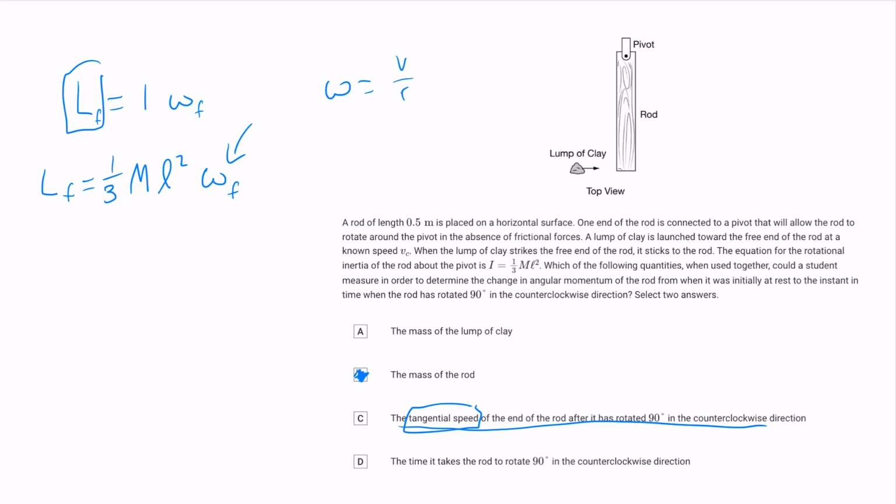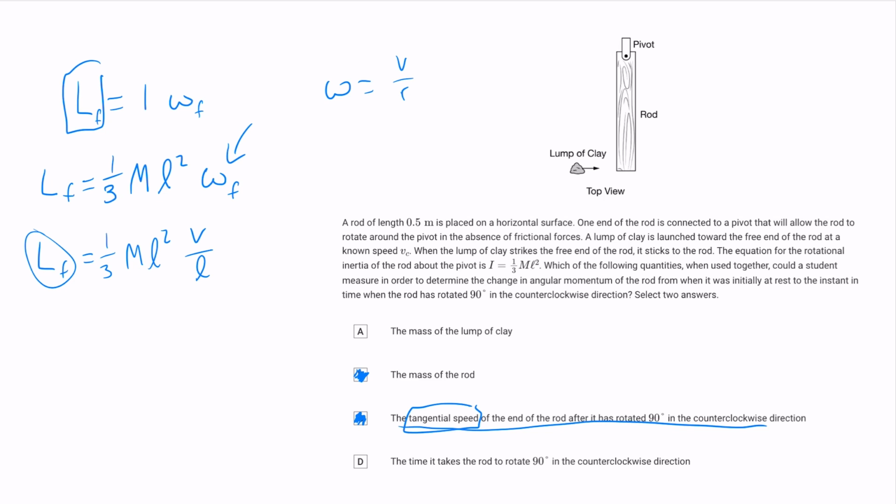So then what we can do is we can say that L final, or in other words, our change in momentum, is going to be equal to 1/3 times the mass of the rod times the length squared of the rod times the final velocity, which is what c is going to give us, over L, which is going to be the length of the rod or the radius from the axis of rotation. So B and C are what we're going to need in order to find this final angular momentum, which, like I said before, is going to be equal to our change in angular momentum.